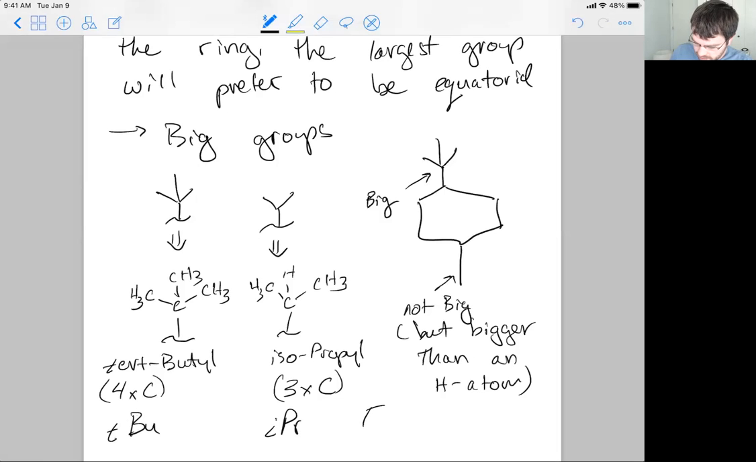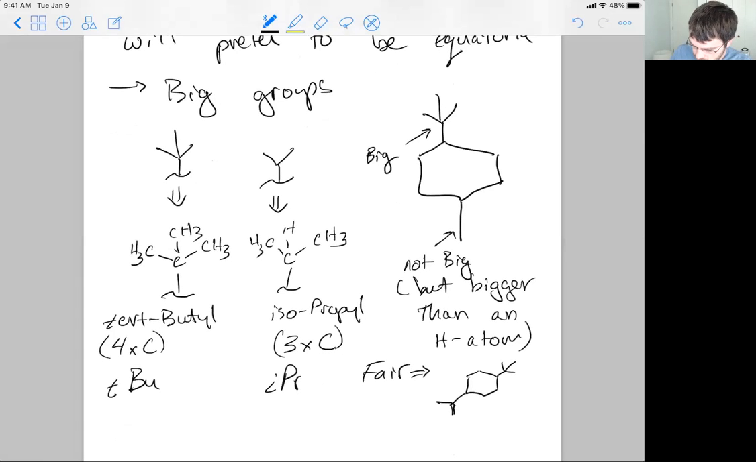Now, is it fair if I put both the isopropyl and the tert-butyl on the same ring? The answer is no. I don't want you to worry about a tert-butyl and an isopropyl, one being bigger than the other. Okay, it's just not worth it. So we just assume that they're both big groups, and I wouldn't put them both on the same molecule unless they were like working together or something. But even though the tert-butyl group has an extra methyl group, that doesn't always mean it's that much bigger.